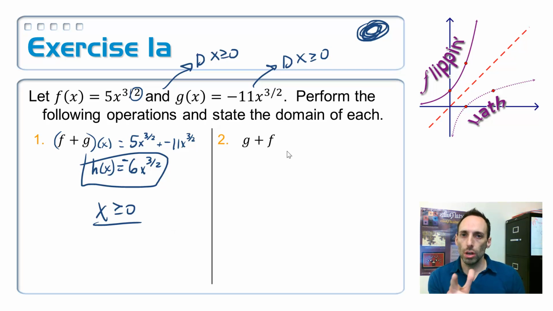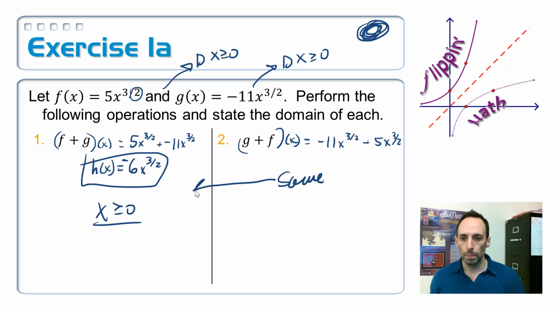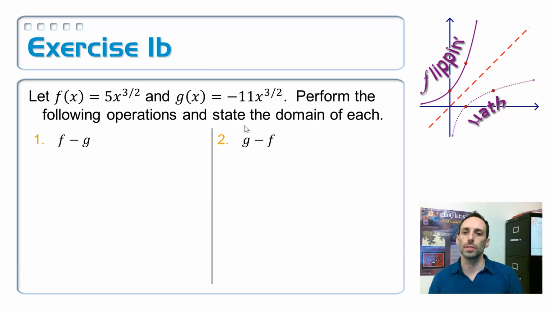Okay. Number 2. Well, look at this. This is tricky. G plus f of x. Does it matter which order I add them in? I'm going to have this time a negative 11x to the 3/2 plus 5x to the 3/2. I'm going to get exactly the same thing that I had before. And there's a name for that, when the order of the things does not matter. I'll have you think about that. We'll come back to it.